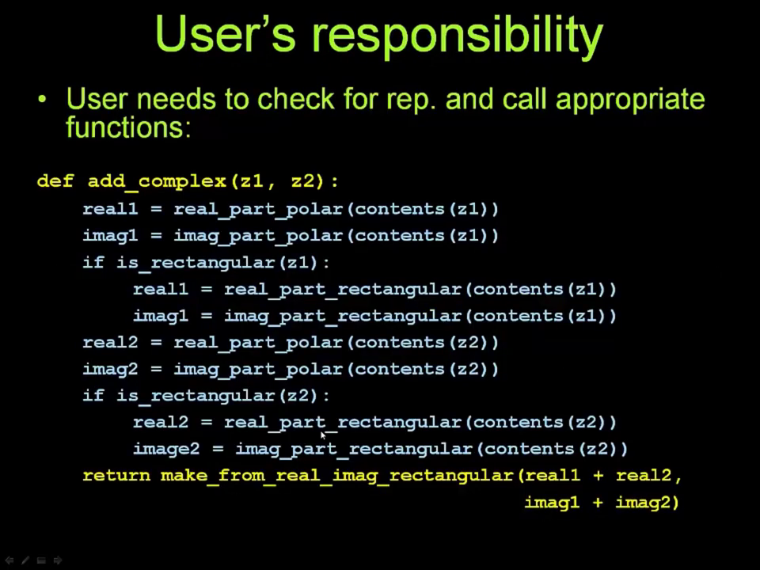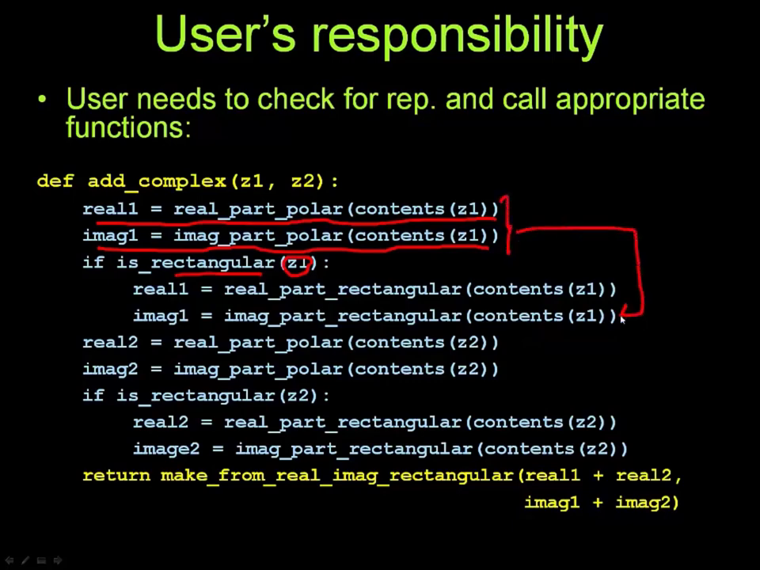So what happens? Well, let's take a look at what happens to the function add complex. What we need to do now is to check whether the contents of Z1 and Z2 are polar or rectangular. So first we do real1 equals real part polar of the contents, and then we do this thing. Now, if Z1 is actually rectangular, then okay, we did it wrong here, so we will redo it. Similarly, we extract the real and imaginary parts of the second number using the same method.